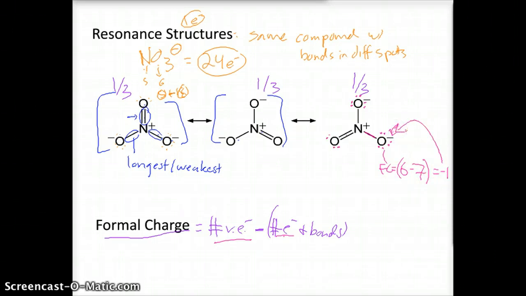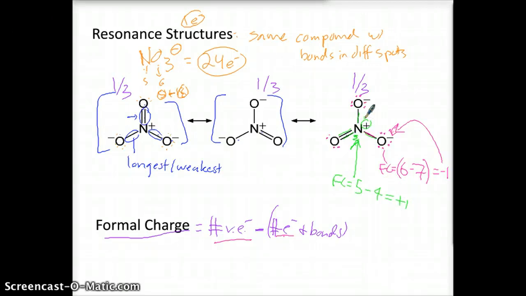This nitrogen, on the other hand, has a positive 1. Well, let's calculate the formal charge on it. Formal charge equals the number of electrons nitrogen should have on the periodic table, 5. Now let's count how many bonds and electrons. Well, there's no electrons around it, but there's 1, 2, 3, 4 bonds. Minus 4, so that's 5 minus 4, which gives positive 1. That's where the positive comes from.